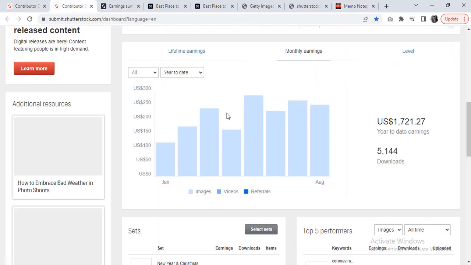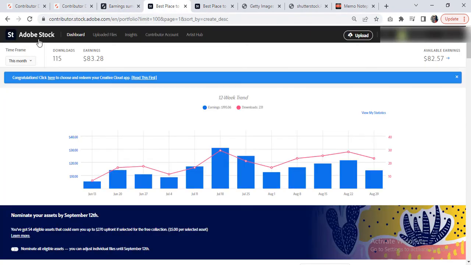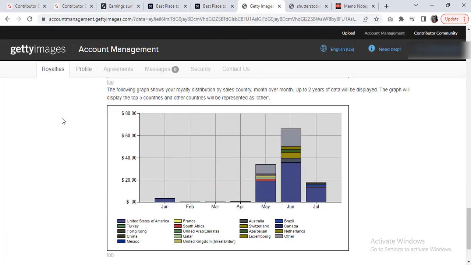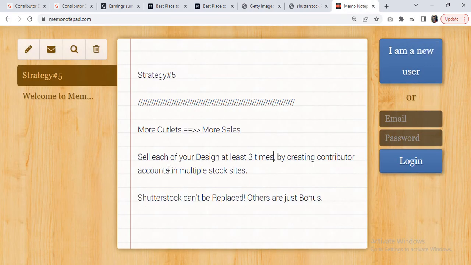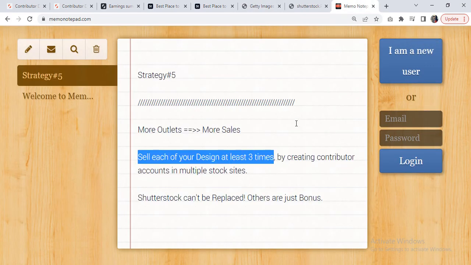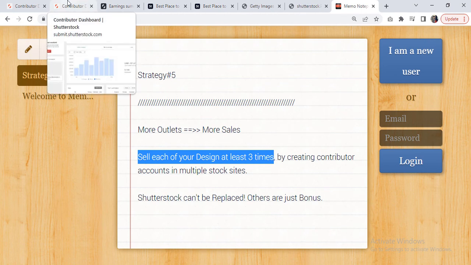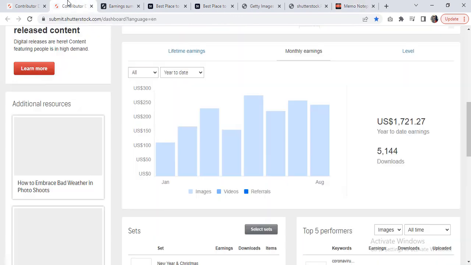So the conclusion of this particular strategy is that whatever you are selling in Shutterstock, do try to sell it in Adobe Stock as well, and then in iStock as well. Once you have these 3 websites in place and you are selling your single design 3 times, I assure you that your total earning by the end of the month would be reasonably more than if you would just restrict yourself to the Shutterstock contributor account.